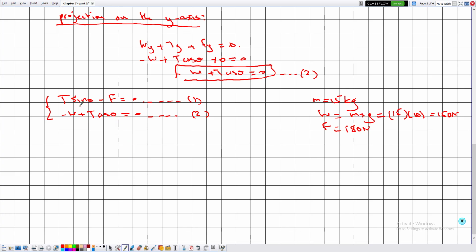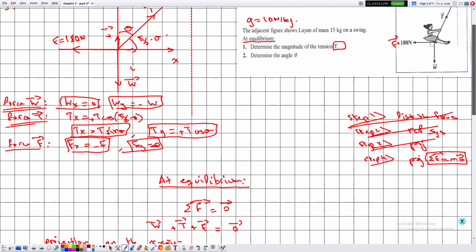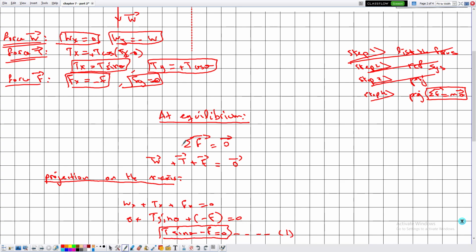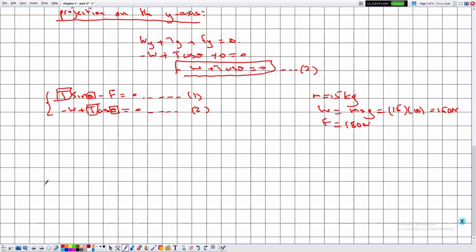Here we have two unknowns. We have T as an unknown, and we have the angle theta as unknown. And this is important because notice that this vectorial equation leads into two equations. So the number of unknowns must be equal to the number of equations, and I will write this as a note. So now in part 1 we need to find the unknown first, which is T.